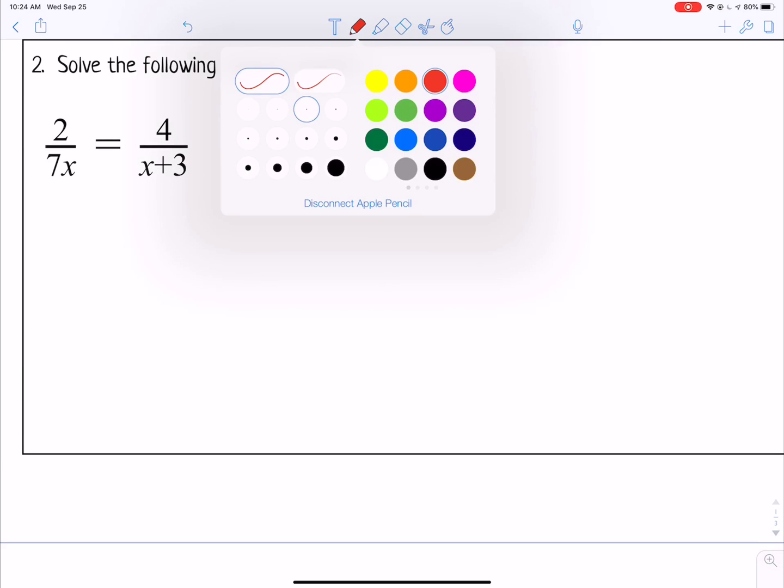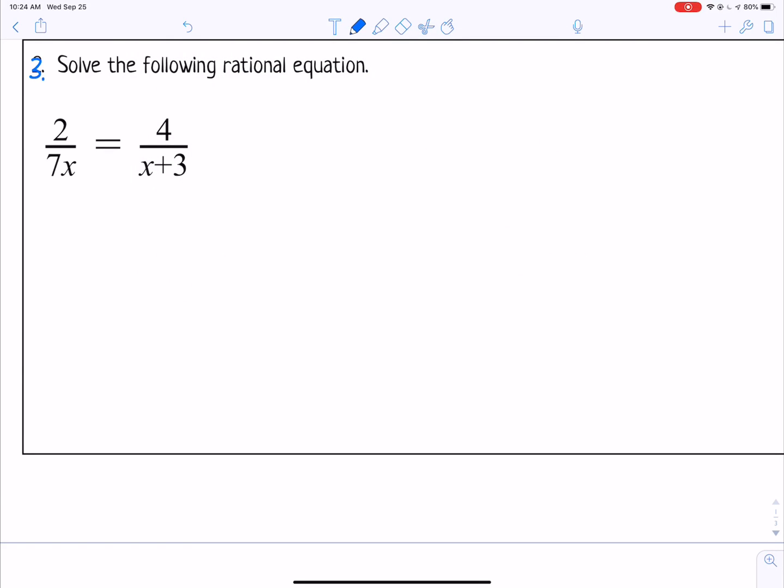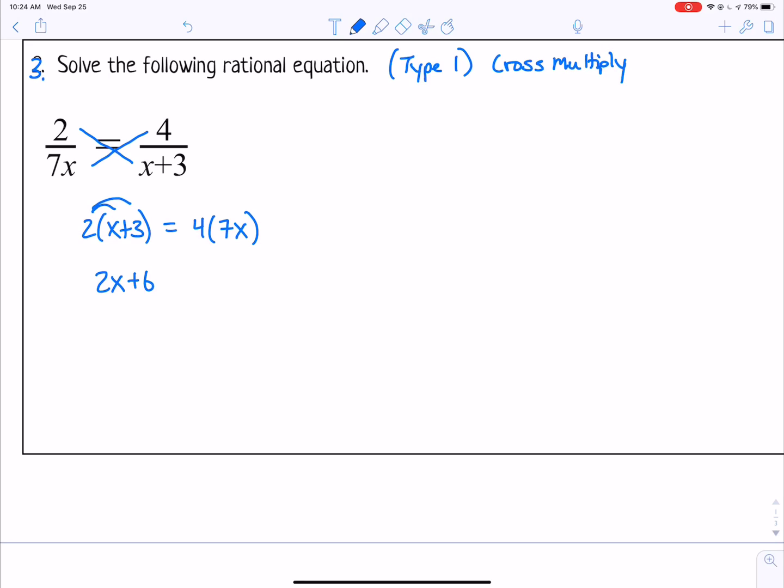This one is supposed to say number 3, so we'll just write that down, but that's no big deal. We're going to solve the following rational equation. This one is a type 1 equation, so we're able to cross multiply it because all you have is one fraction equal to another fraction. So let's say 2 times x plus 3 is equal to 4 times 7x. And then we can distribute the 2. So 2x plus 6 is equal to 28x. Then we're able to go ahead and finish solving.